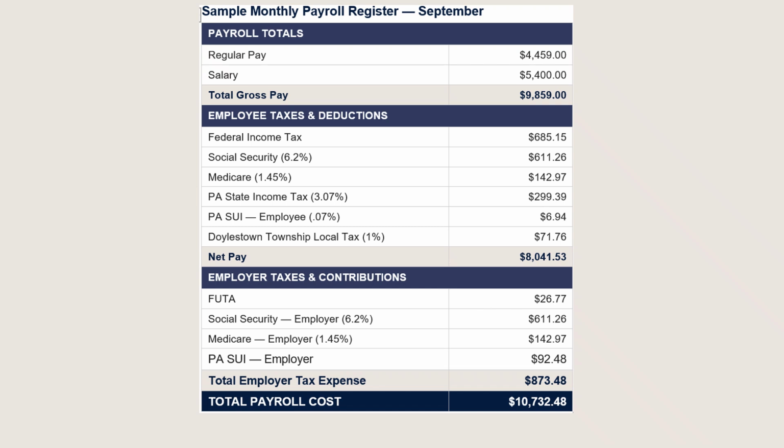We have the FUTA tax that is employer only. We have the employer's portion of Social Security, the employer's portion of Medicare, and then the employer's SUI tax. So then you see the total employer tax expense, $873.48. So the total payroll cost is $10,732.48.